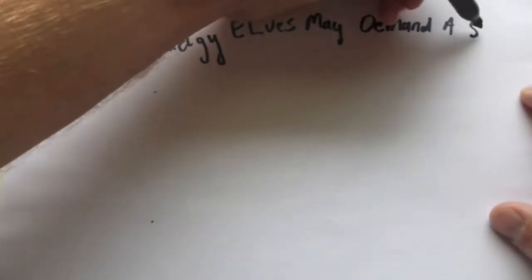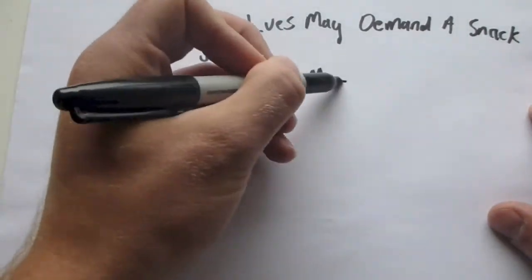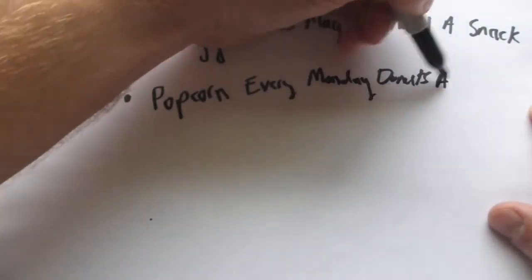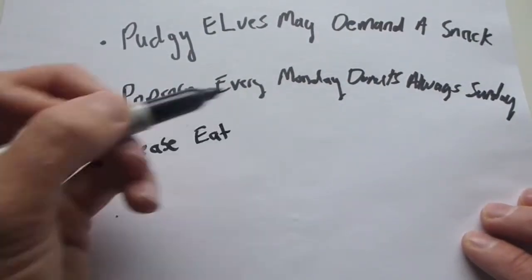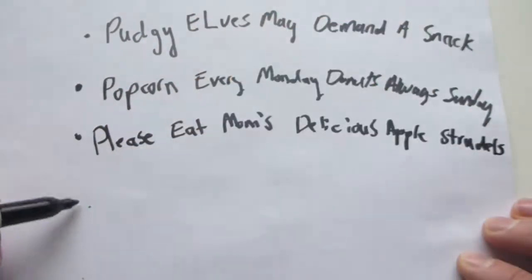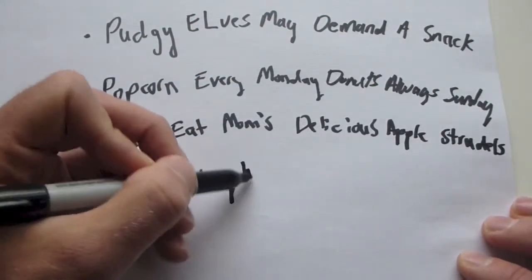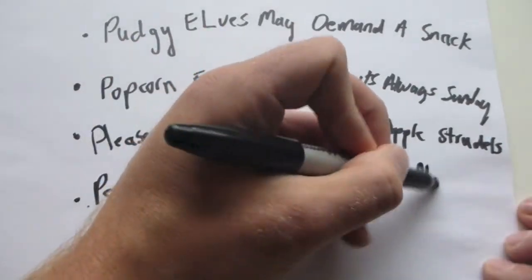Sometimes we hear other things like, pudgy elves may demand a snack. Or if you like movies and donuts, maybe you say, popcorn every Monday, donuts always Sunday. Or if maybe your mom likes to bake, it's please eat mom's delicious apple strudels. Or how about people everywhere made decisions about sums? Maybe that one makes the most sense when we think about the order of operations.